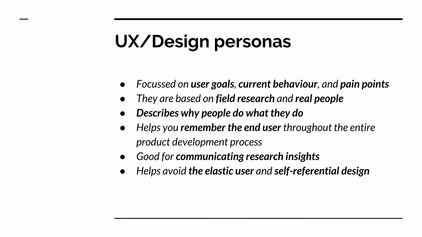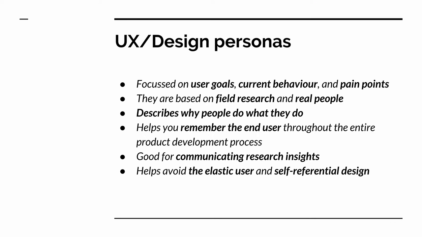So the other type of persona is the type we want to do, the UX design personas. The difference between this and the other ones is that they really focus around goals and pain points and describing behaviour. So it's very much about wants and needs and not so much about demographics. They're based on field research and real people. They aren't actual individual real people, but they're based on them. They describe the why behind what people do, not just what they do. And they help you remember that end user throughout the entire product development process, so not just in the marketing stage. They're really good for communicating research insights, and they really help avoid the elastic user and self-referential design.